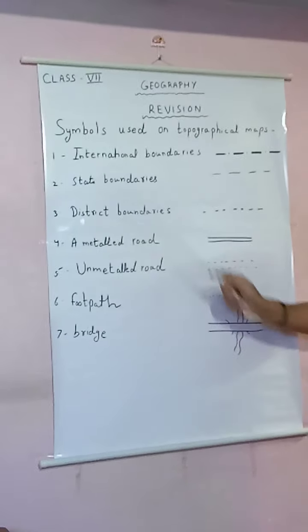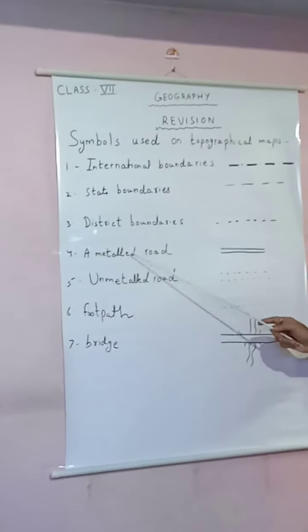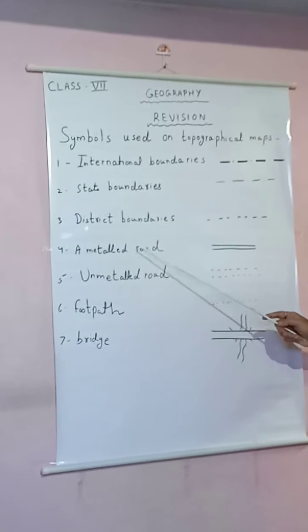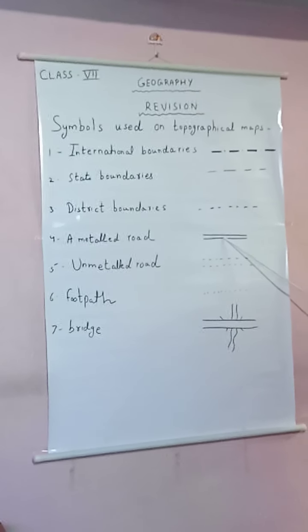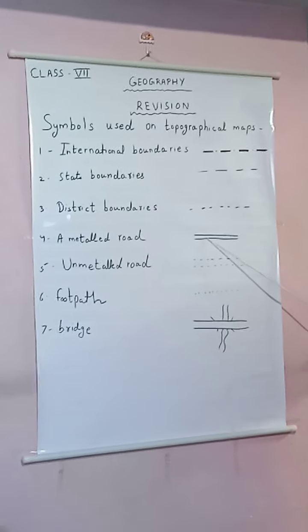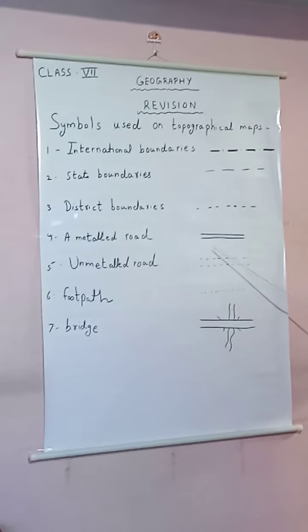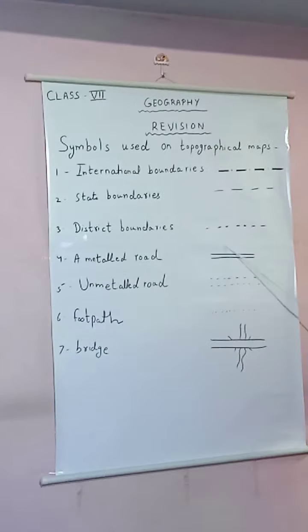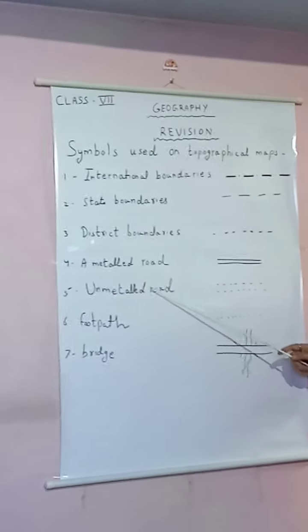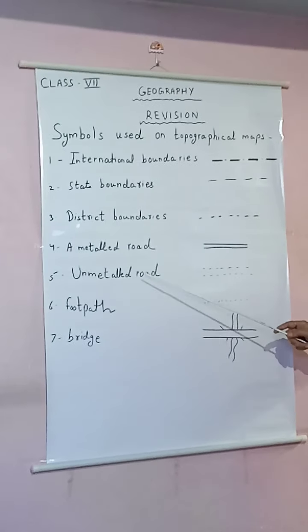Fourth symbol is a metal road. A metal road, you can say a pakka road, means a tarred road. It is shown by two red parallel lines. A metal road indicates that the region is developed. So, where is the metal road? In a developed region.